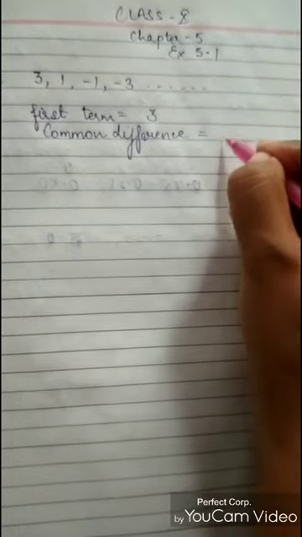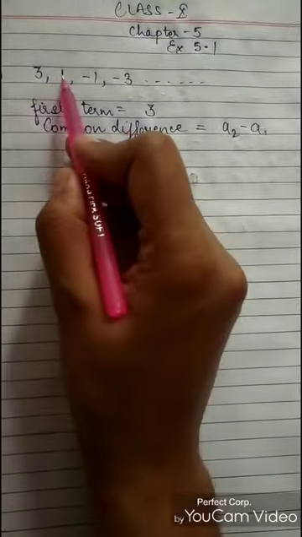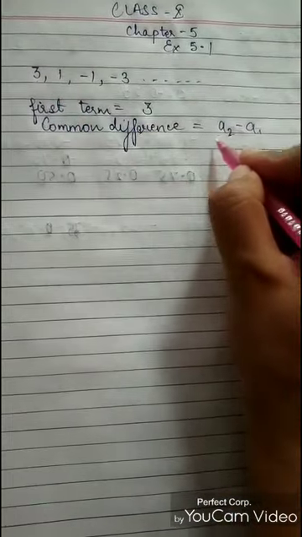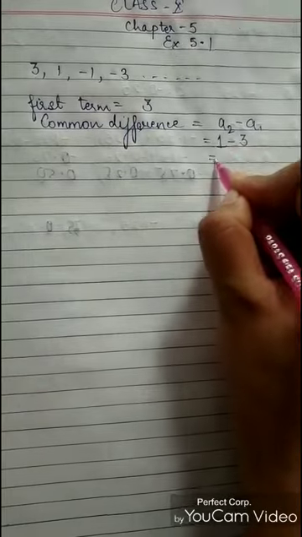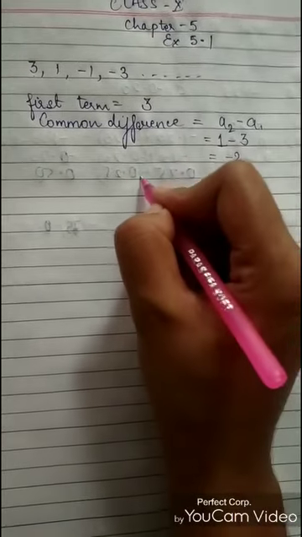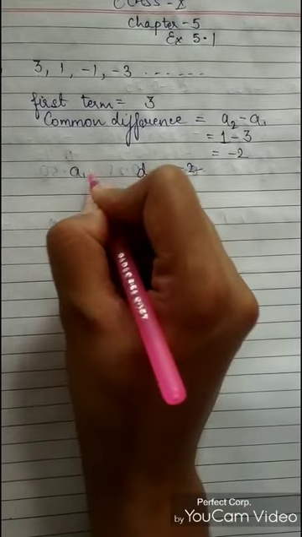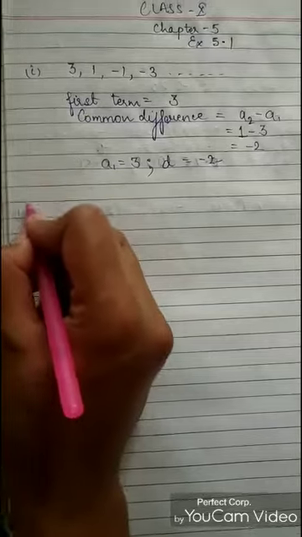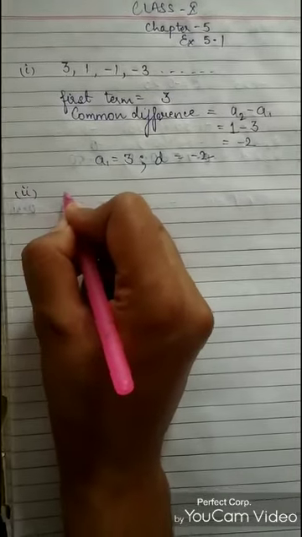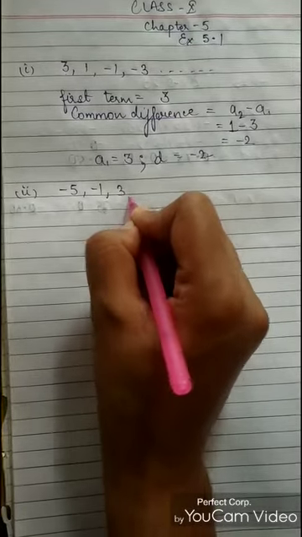So what is common difference formula? We will do A2 minus A1. What is your A2 here? 1, and A1 is 3. So 1 minus 3. So this will be minus 2. So the difference is minus 2, and your A1 is 3. The next question, question number 2, that is minus 5, minus 1, 3, 7.